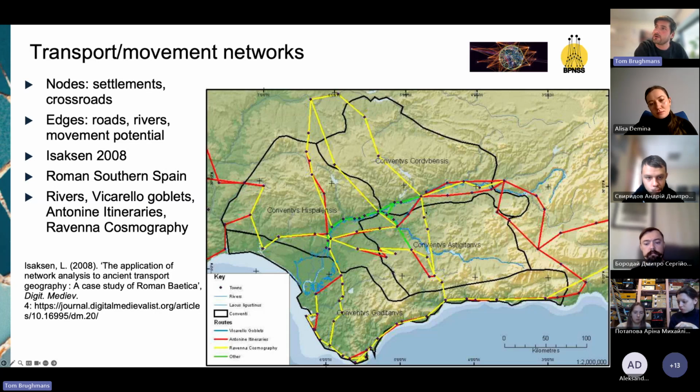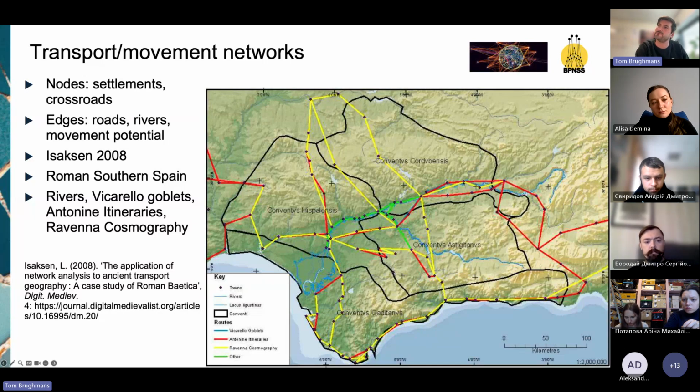The red lines here represent the Antonine Itineraries. Those are some fantastic resources that Roman archaeologists have access to that literally say, if you're a Roman and you want to go from Cordoba to Hispalis, present-day Sevilla, well, then you just take this road and you walk the Via Augusta.